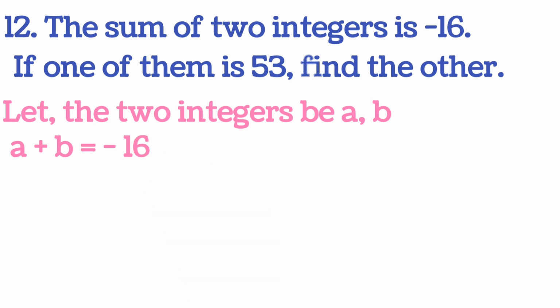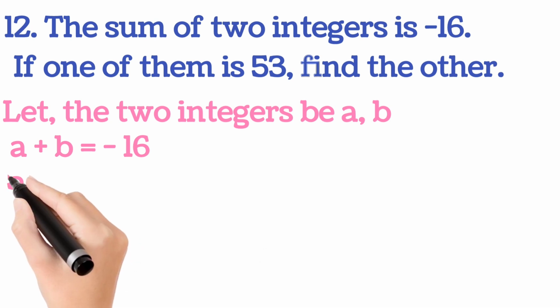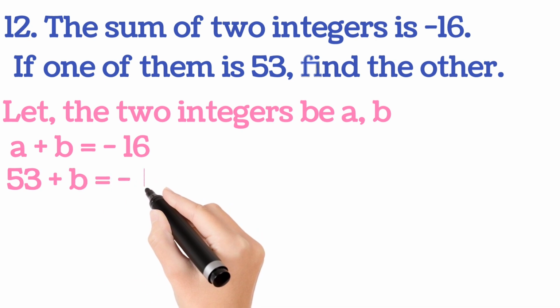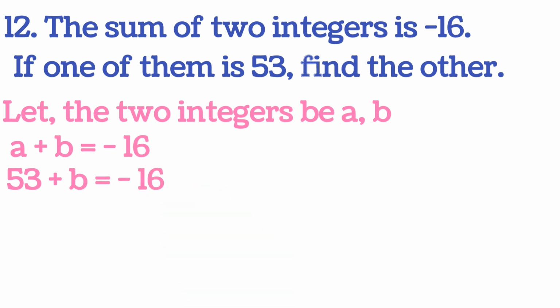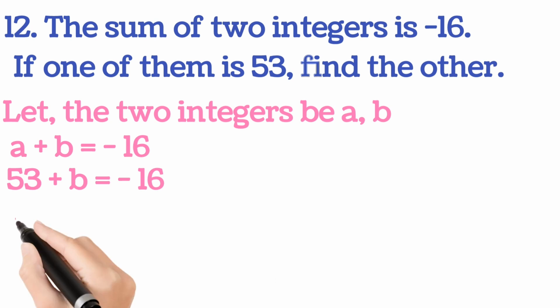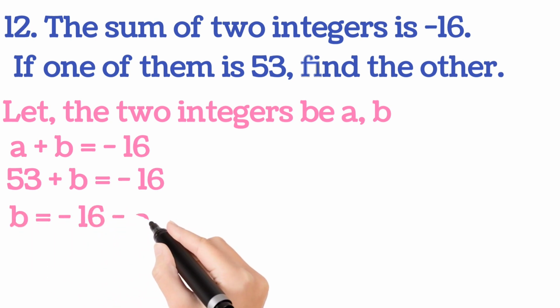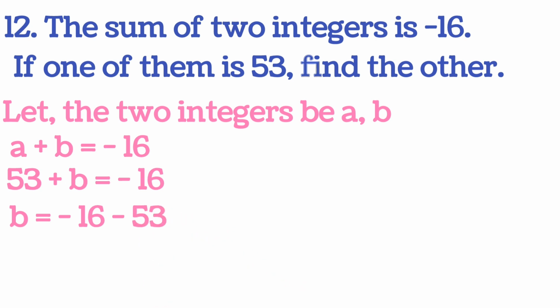Now they said one of them is 53. So let's take A equals 53. So 53 plus B equals minus 16. Now children, see, B is the variable term, we will keep it on the left hand side, and the constant term 53 we will shift to the right hand side. So B equals minus 16 minus 53. 53 has come from the left hand side to the right hand side, so the sign has changed.